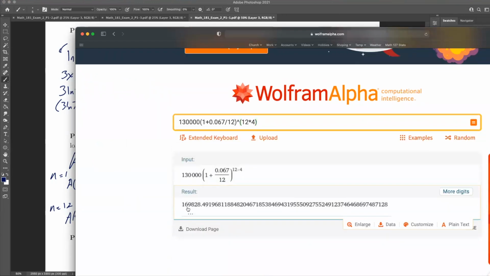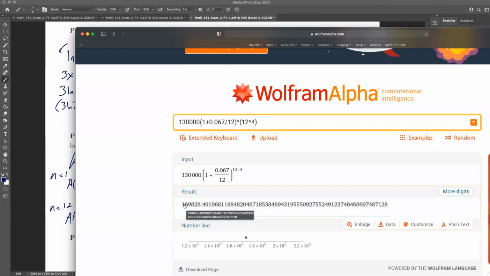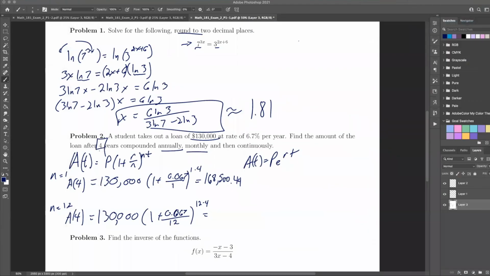And so here we get 169,082.8 and 49 cents. Just go write that in. So 169,828 and 49 cents. And then the last one here, go ahead and plug this in.